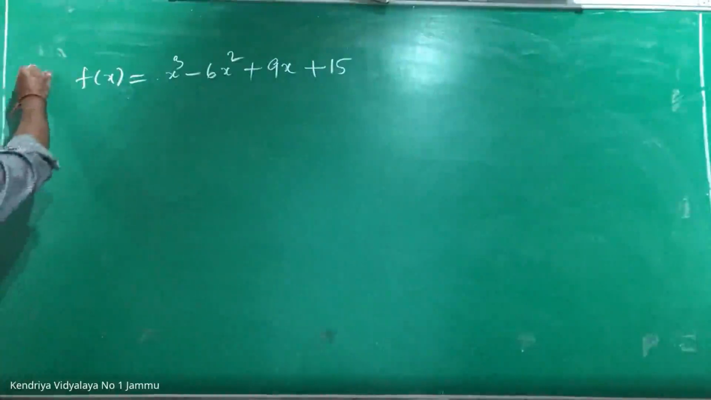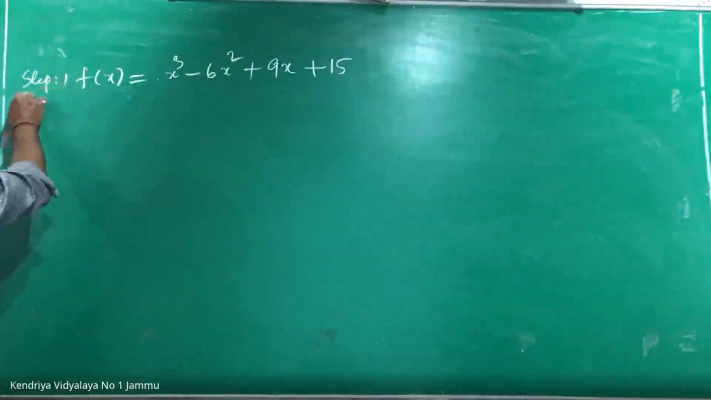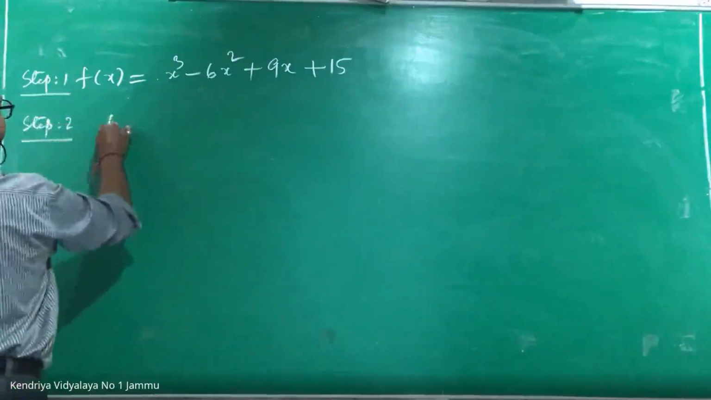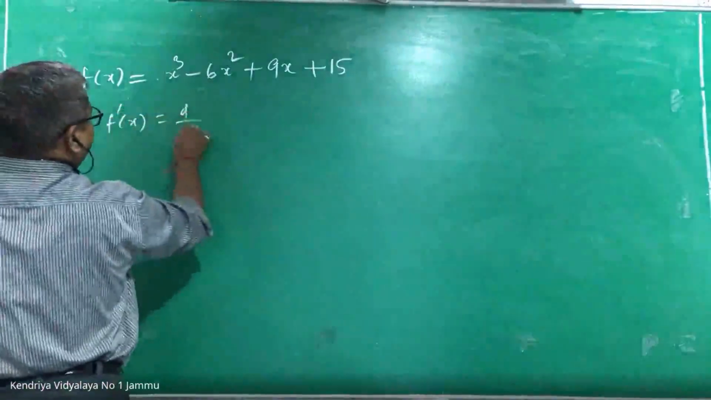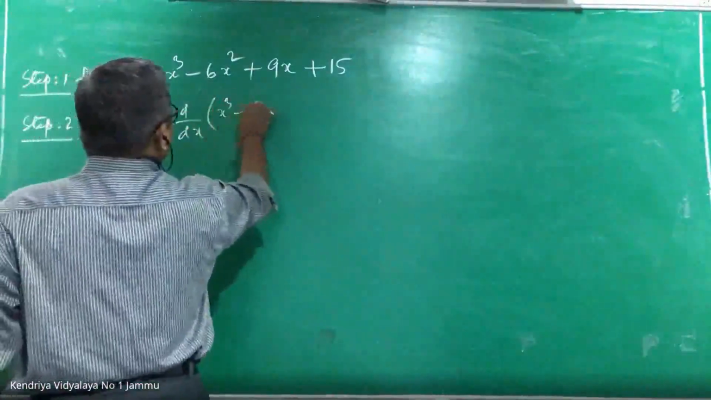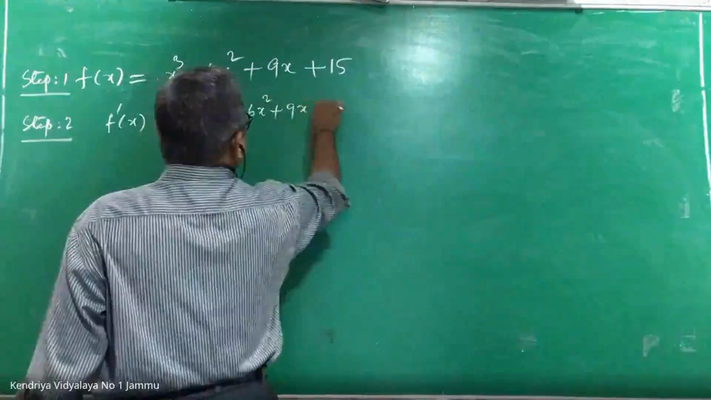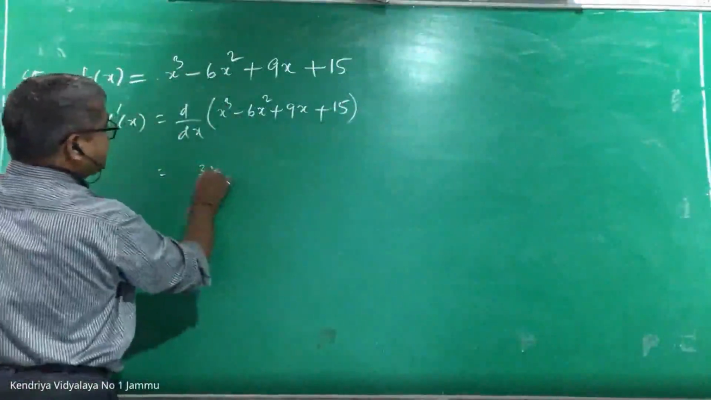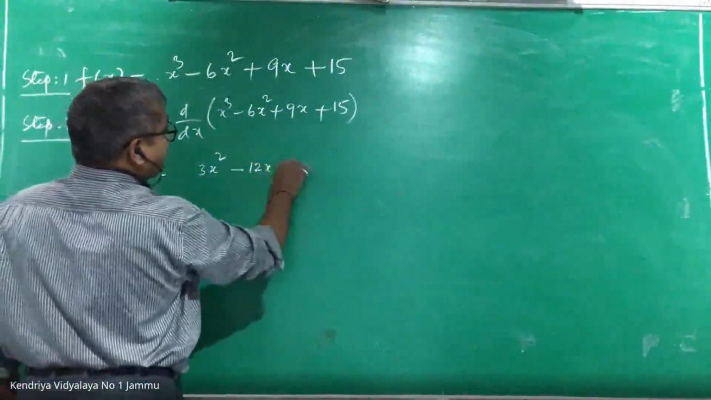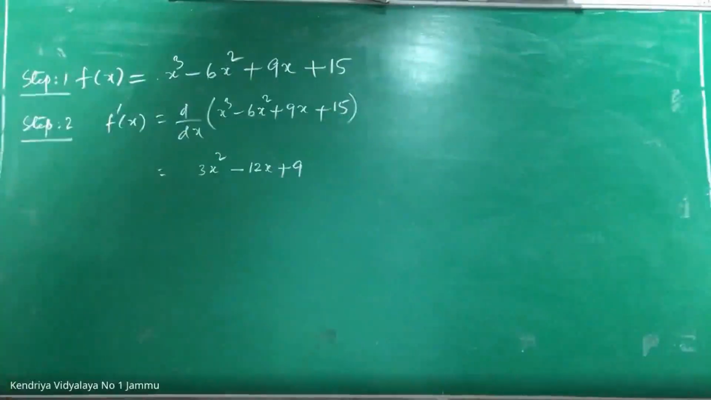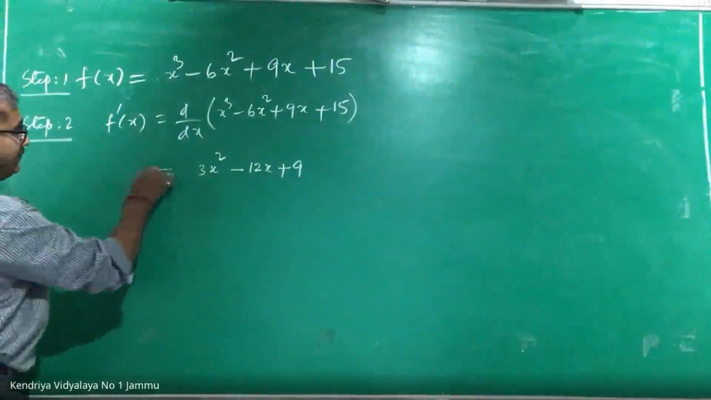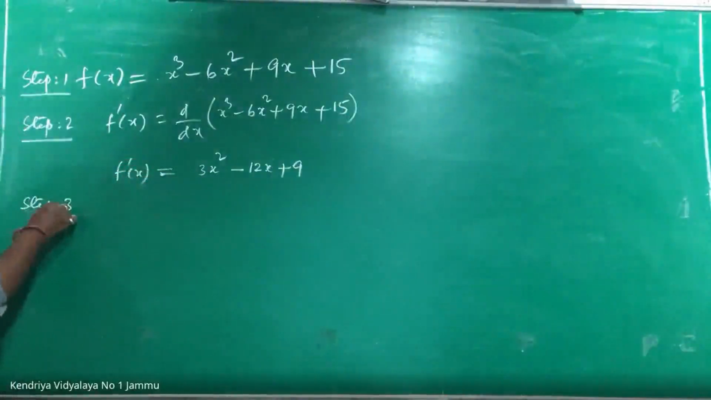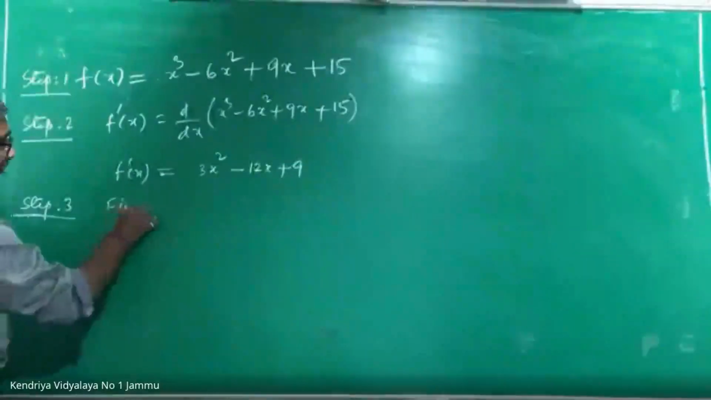This is step 1. I have taken the equation. Now what is my step 2? I have to differentiate it. f dash x is equal to d by dx of x cube minus 6x square plus 9x plus 15. Now differentiating each, 3x square minus 12x plus 9, constant differentiation is 0. I got the f dash x value. Now I proceed to step 3. At step 3, finding critical points.